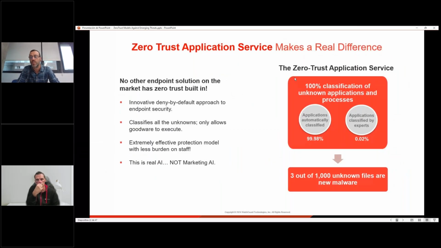The result of this zero trust application service is that our customers are better protected, and we are seeing that the unknown applications that we are blocking, that we are stopping with this service, in some cases are zero-day malware. 3 out of 1,000 unknown files are new malware. So we are stopping zero-day attacks with this new service, and this is thanks to the artificial intelligence that we use to classify these threats automatically. So this is a real value, a good example of how useful artificial intelligence is when used in our solutions, right?